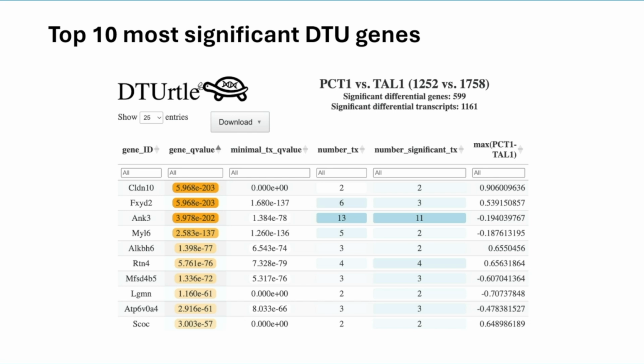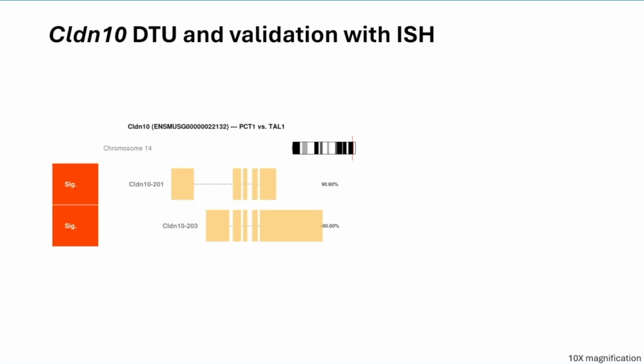And so we're going to focus on Claudin 10. When we saw this, we were really interested because Claudin 10 is actually a very common TAL marker, and we see it come up for PCT as being significantly differently used. From this package, it gives you this kind of output, which gives you the structure of the isoforms that are changing and tells you to what proportion. So in this case, the 201 transcript is used 90% more in the PCT versus the TAL, whereas the 203 is used 90% less in the PCT, or it's used more in the TAL.